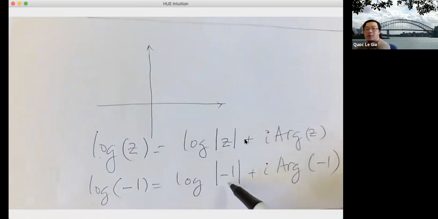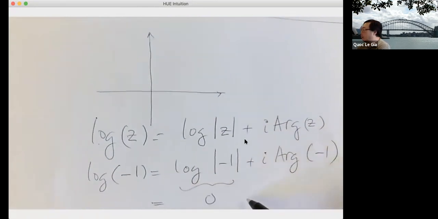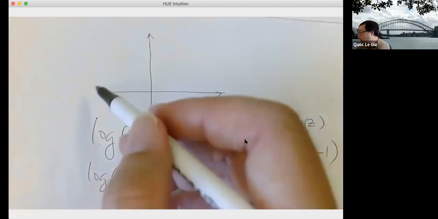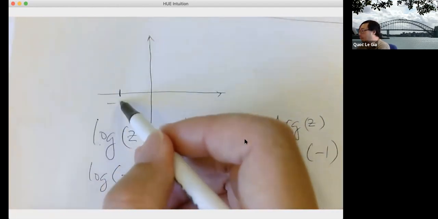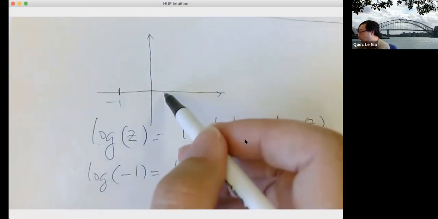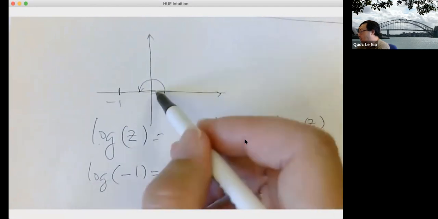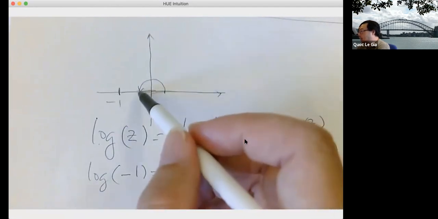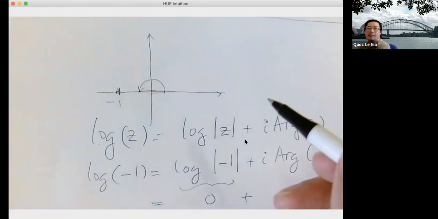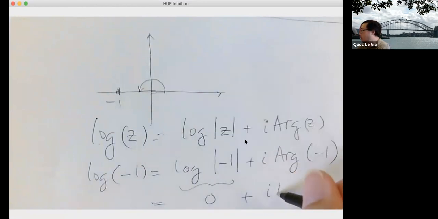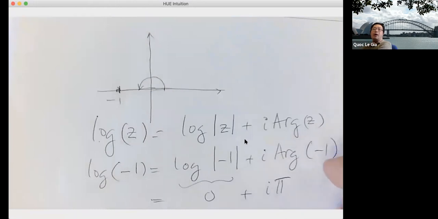And the logarithm of the absolute value of minus 1 is the logarithm of 1, so this just gives you 0. And what is minus 1? Minus 1 is this number, and the argument is the angle between the OX axis and this vector. So it's just pi. This is just a formula from complex analysis, but it's not very important.